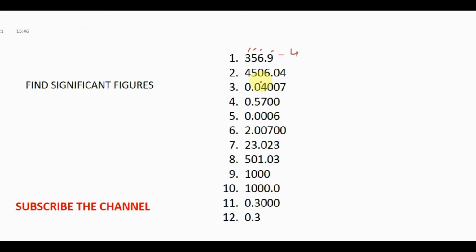Again, 4506.04. What is here? The zero is trapped. Here the zero is trapped, here the zero is trapped. What is this? 1, 2, 3, 4, 5, 6. This is the significant figure, 6.